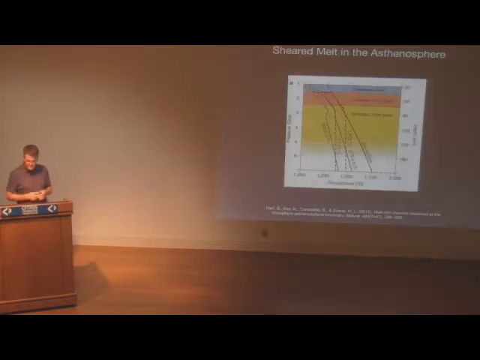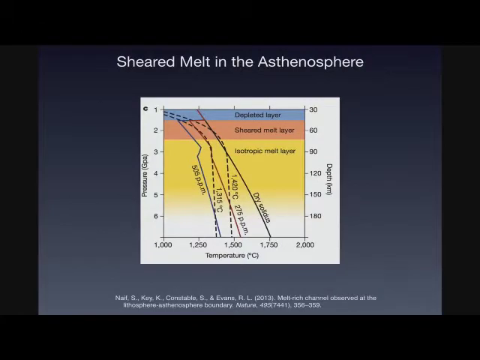But the basic conclusion was that this conductive layer was probably representative of a sheared melt layer right at the base of the lithosphere. And we showed that melt is also thermodynamically stable at this age of a plate and at these depths.